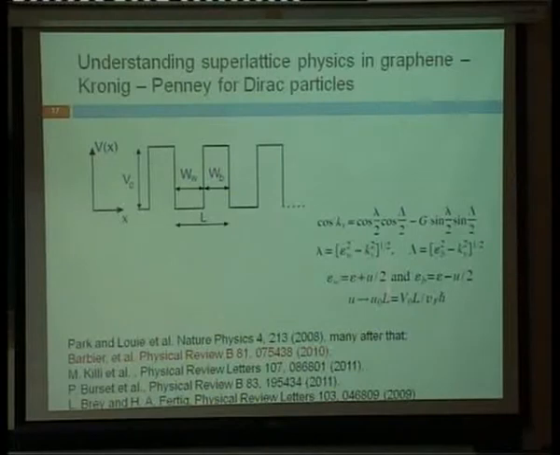So this is where the physics is, always the competition of the potential with the intrinsic energy scale, this energy scale which I already explained to you as the superlattice energy scale.